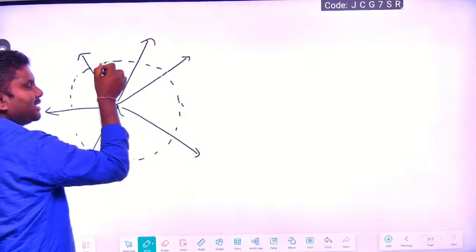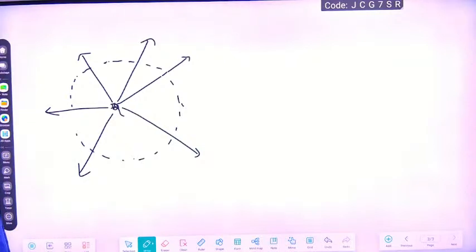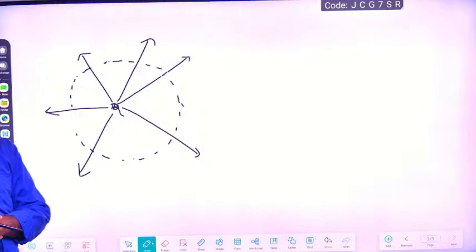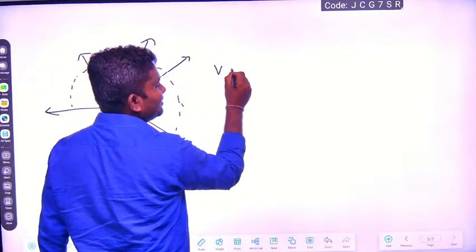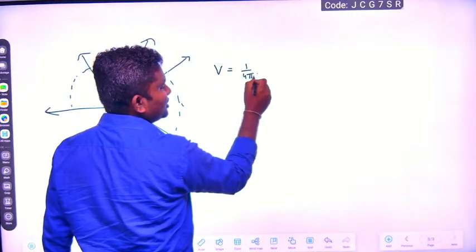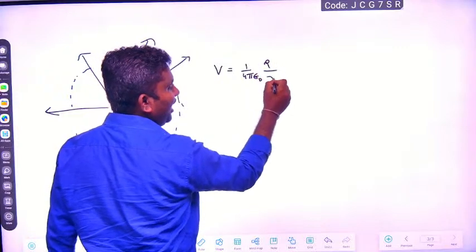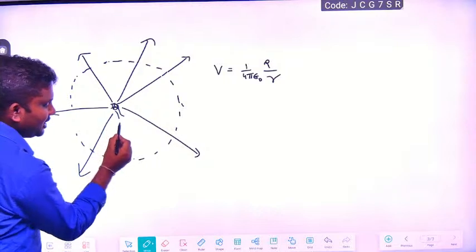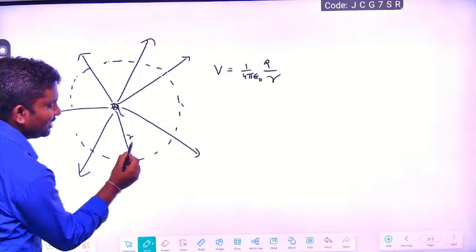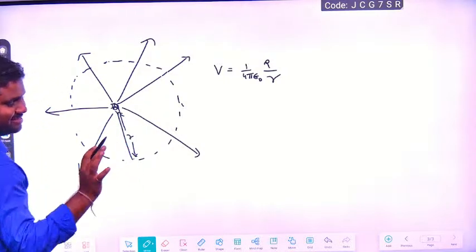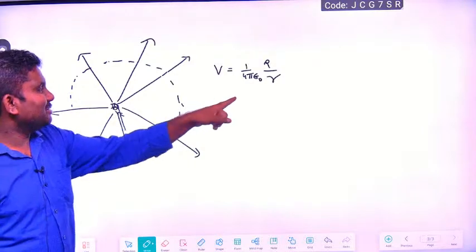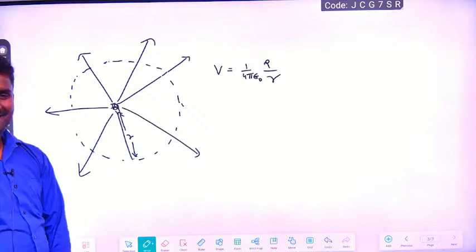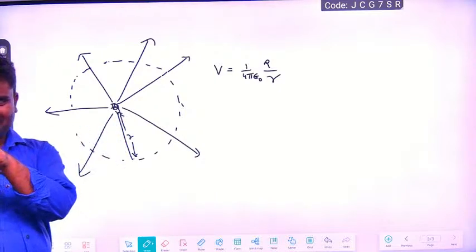But the points are at equidistance, right? That means the potential of each point is the same, because V is equal to 1 by 4 pi epsilon naught Q divided by R. The distance of each point from Q is the same, this is R only. So the potential is the same at all points. This is one equipotential surface.